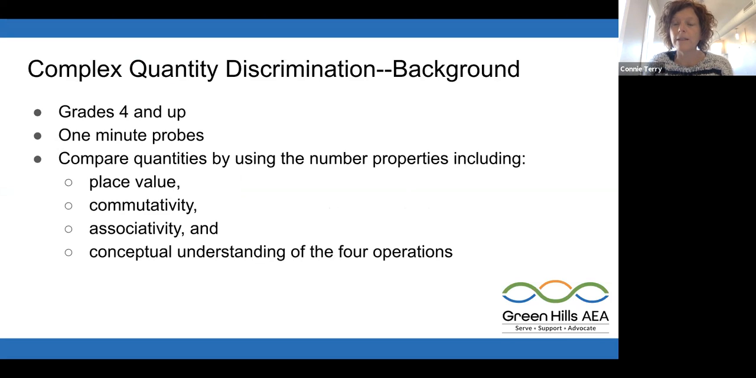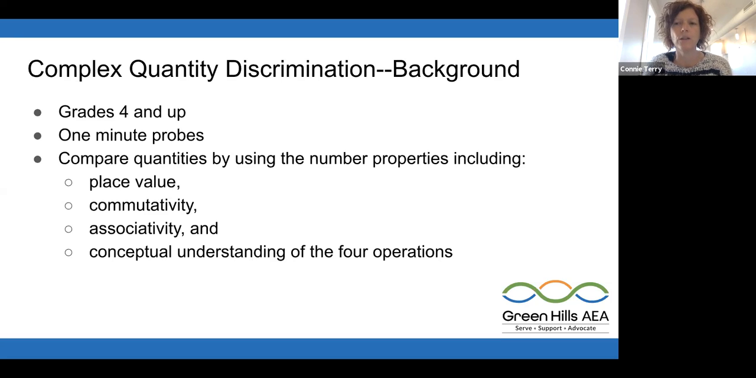This probe is developed off of a kindergarten first grade idea. In those probes, quantity discrimination gives numbers like 5 and 9, and it asks the student which number is bigger. Students then select the number from the pair that is bigger or is smaller. In most probes, it just asks which one is greater.